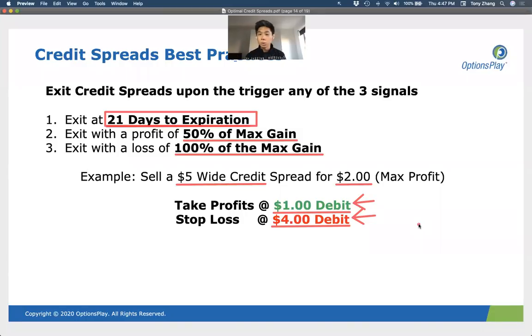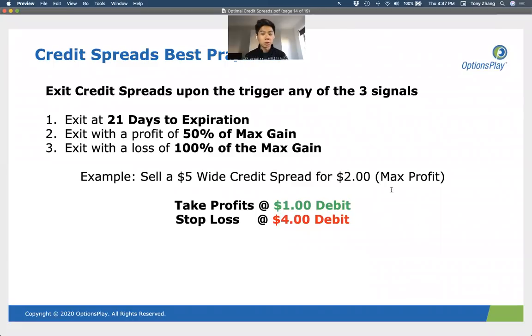Regardless of whether I'm in a profit or a loss, if I'm at 21 days and I haven't reached my take profit or my stop loss, I would simply get out of the trade. I just want to make sure everyone understands the math here. I sold it originally for $2. If the trade starts to go in my favor, the income starts to decline. My max gain here is $2, and half of that is $1. So if it goes from $2 down to $1, then I've gained $1 on the trade, and I would take my profits and move on to the next trade.